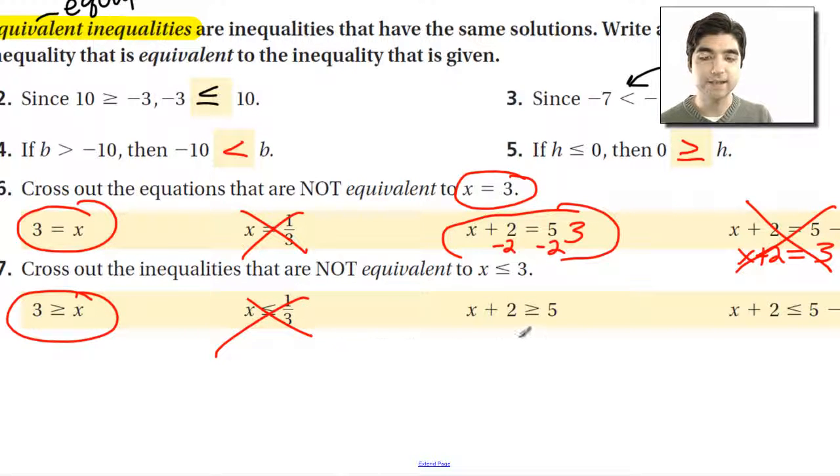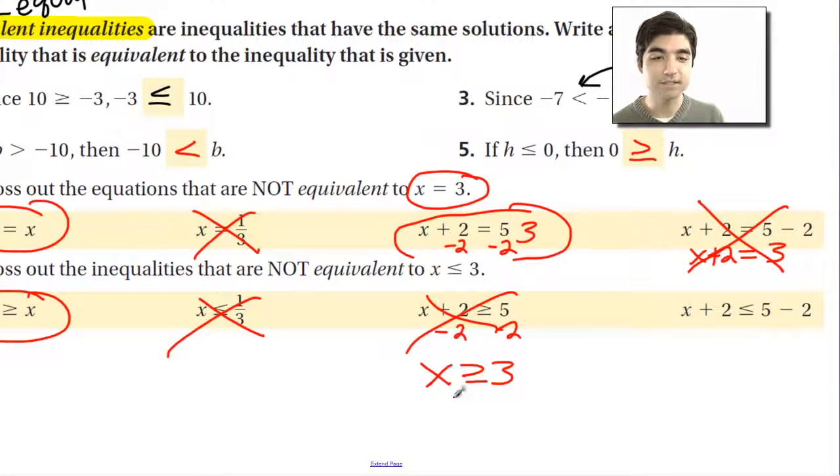That's not the same. X plus 2 is greater than or equal to 5. If we subtract 2 from each side, then we got x is greater than or equal to 3. That is not equivalent, right? X is greater than or equal to 3 is not the same as x is less than or equal to 3. So that one's gone.